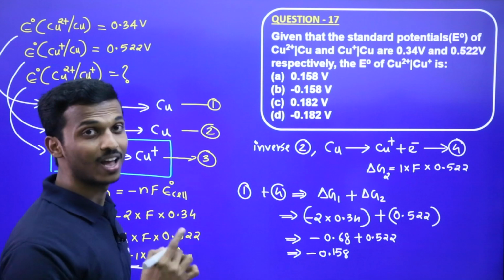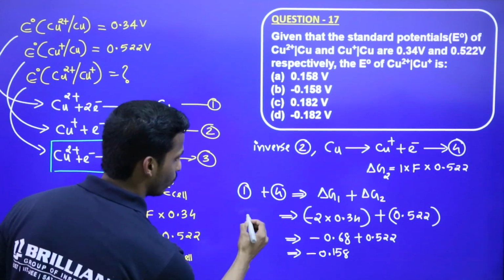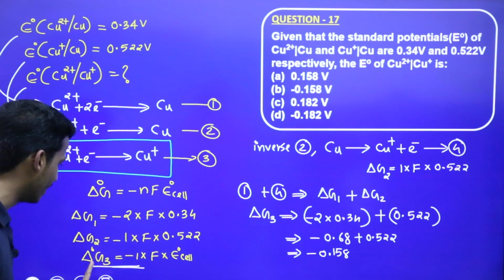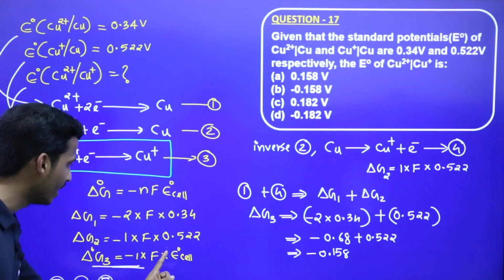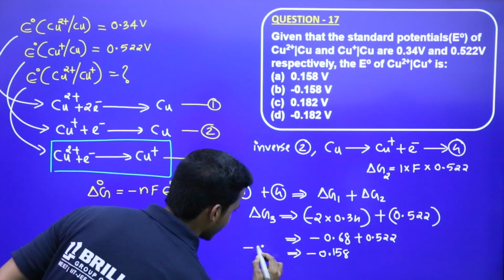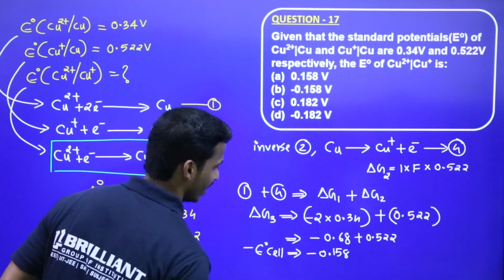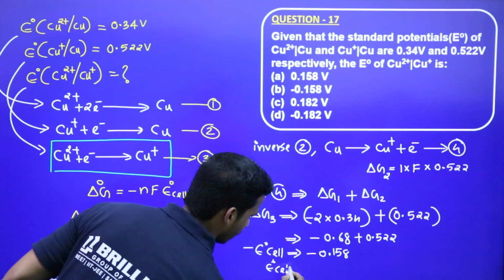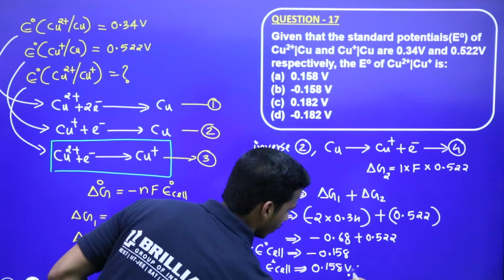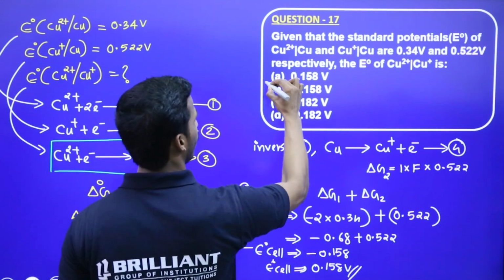It will be plus. Why, student? Because on the left side what do you have? Delta G3, right? What is delta G3? That is minus 1 into E0 cell. F will be cancelled. Minus sign is there, so minus E0 cell. So here E0 cell becomes a positive value, 0.158 volt. Therefore your answer is option A.